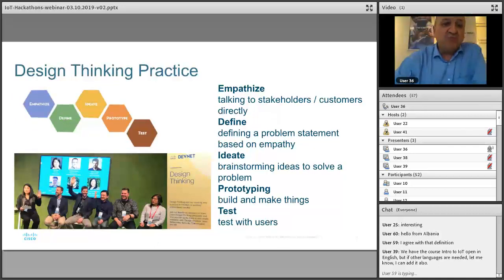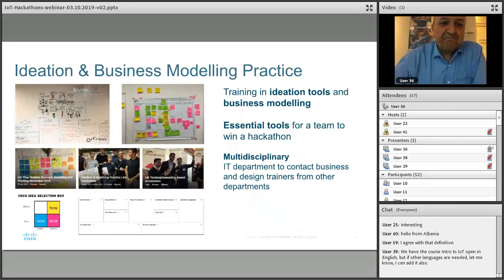So design thinking practice is something you have to do before the hackathon itself, because we use the 5 steps during the hackathon. I'm not going to say more about that. It's easy to find more information regarding design thinking.